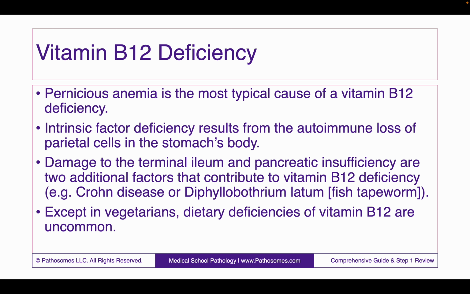Pernicious anemia is the most typical cause of vitamin B12 deficiency. Intrinsic factor deficiency results from the autoimmune loss of parietal cells in the stomach's body, right? You remember the parts of the stomach, the body, the fundus, the antrum, the pyloric sphincter. Damage to the terminal ileum and pancreatic insufficiency are two additional factors that contribute to vitamin B12 deficiency, such as Crohn's disease or Diphyllobothrium latum, the tapeworm. Except in vegetarians, dietary deficiencies of vitamin B12 are uncommon.